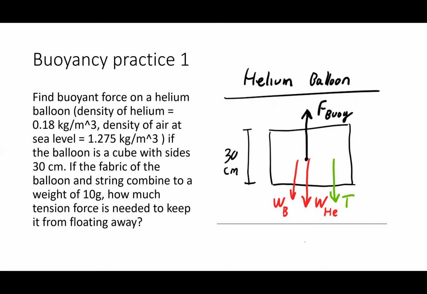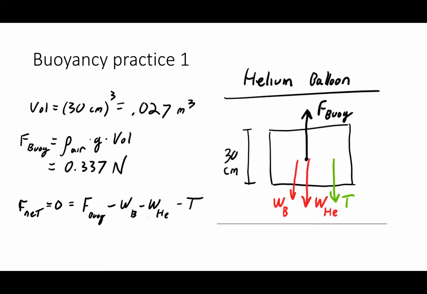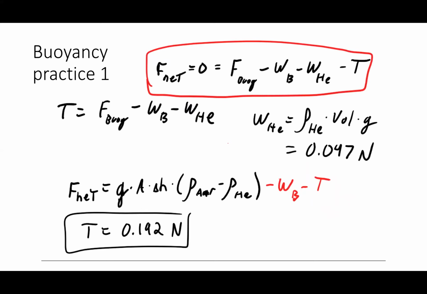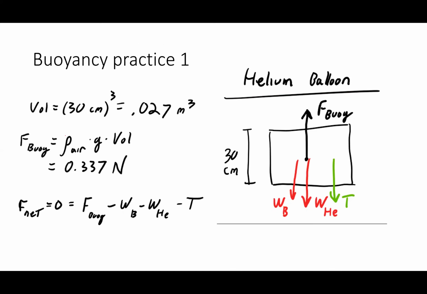The upward force would be the buoyant force, which we can interpret as the weight of the displaced air. The downward forces could correspond to the tension on the string, the weight of the helium inside the balloon, and the weight of the fabric of the balloon itself. So for the volume of the balloon, we can take 30 centimeters and cube it. The buoyant force then looks like the weight of the air displaced. So that's going to be the density of the air times g times the volume.